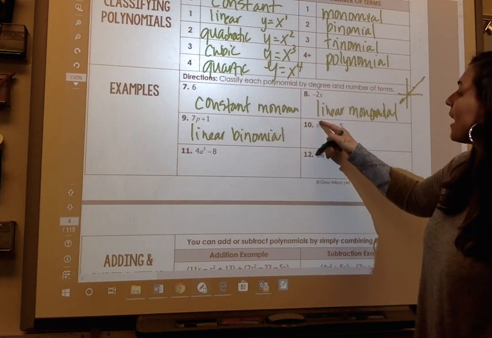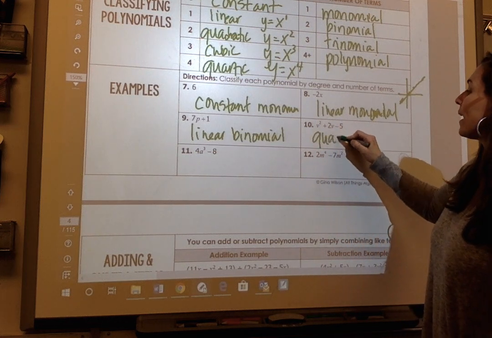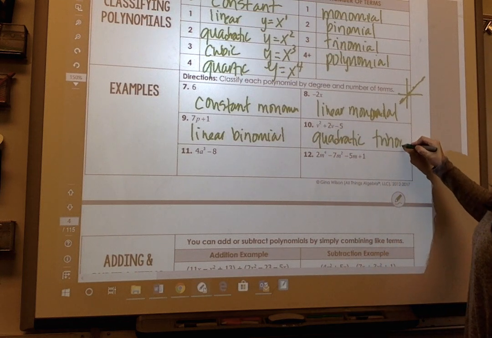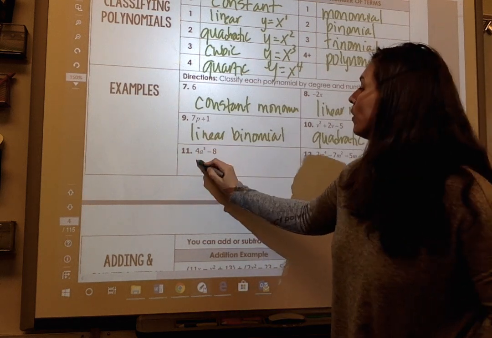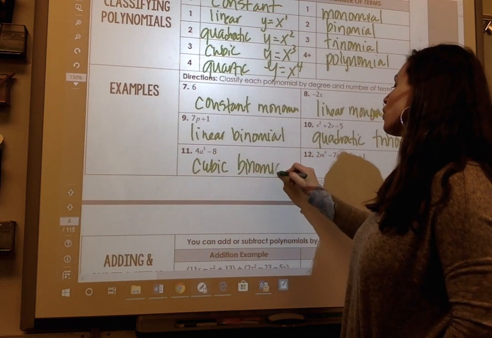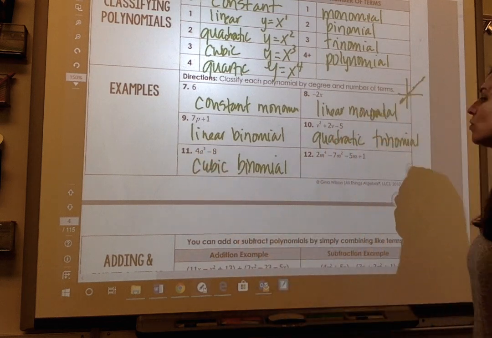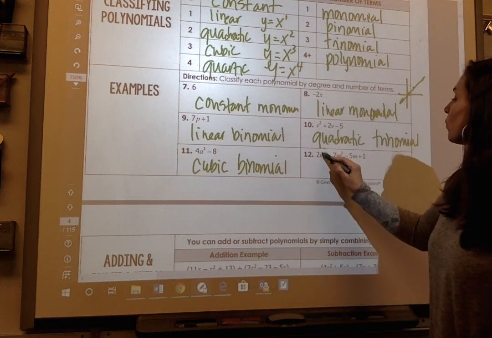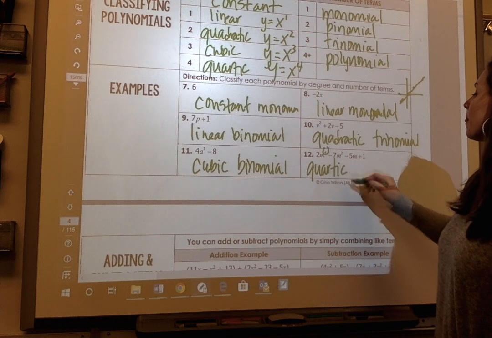Number 10, because it's to the squared power, I know it is going to be a quadratic. Three terms is a trinomial. Because it's to the third power, it is a cubic binomial: cubic because it's to the third degree, binomial because it's 2 terms. Here I have 4 terms, so polynomial. The degree is 4, so it is a quartic polynomial.